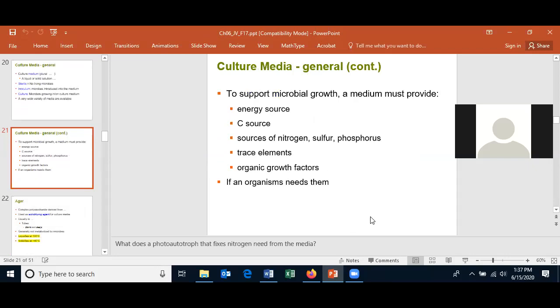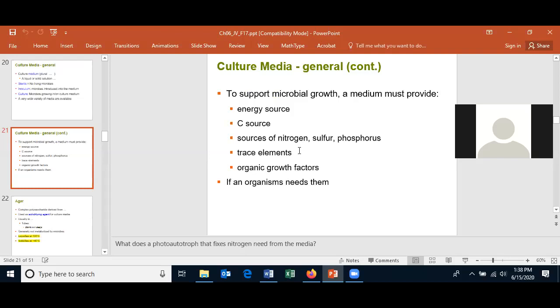Well, as I stated, the general purpose of the media is simply to provide the nutrients required for the microorganisms to grow. There has to be an energy source in the media, and that's usually carbohydrates or proteins. There has to be a carbon source, and once again, that's usually from the carbohydrate or the protein in the media. There'll have to be a source of nitrogen, a source of sulfur, and a source of phosphorus.